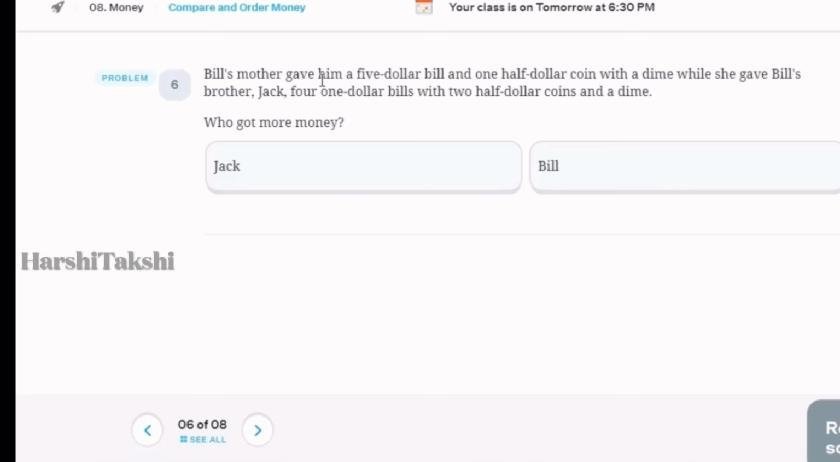So $5 bill, $1 half coin. So it's what? $5.60 and $4, $5.